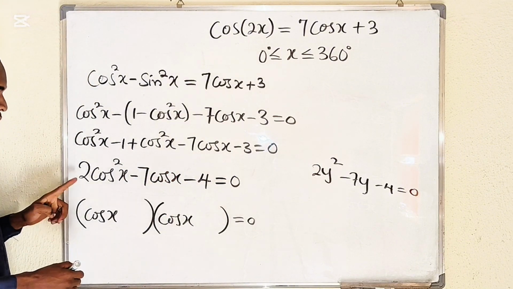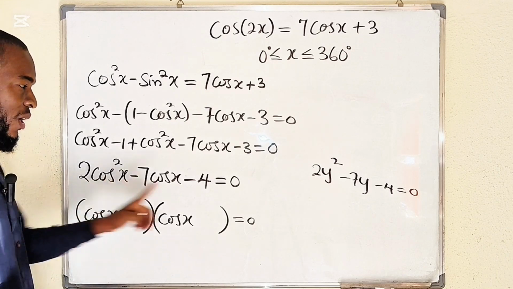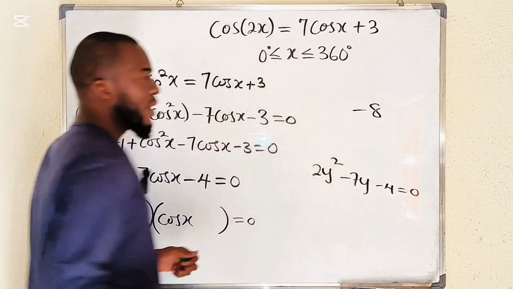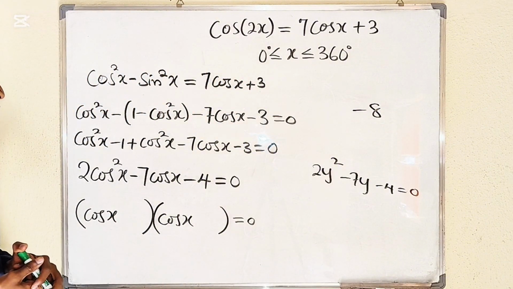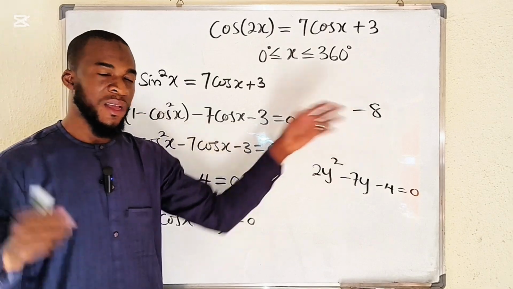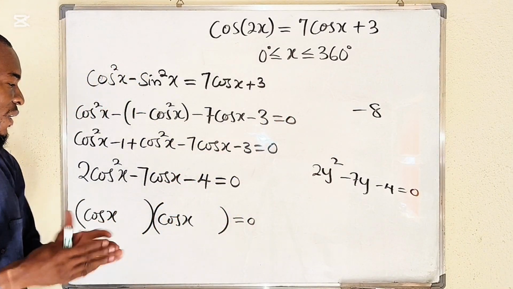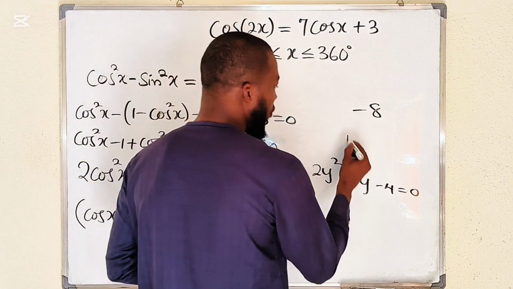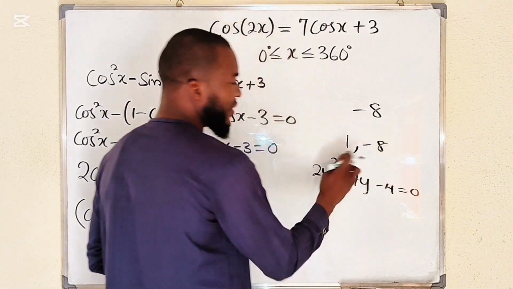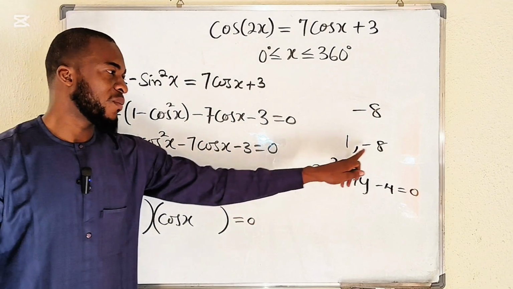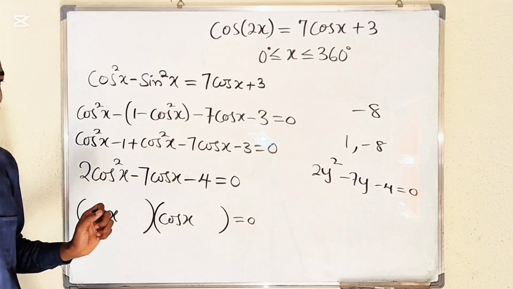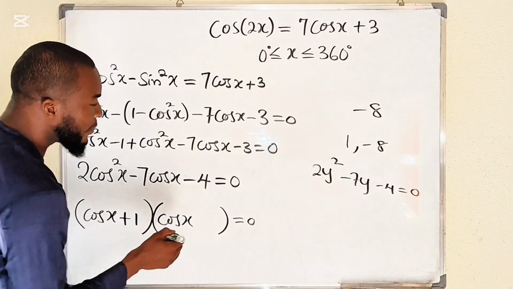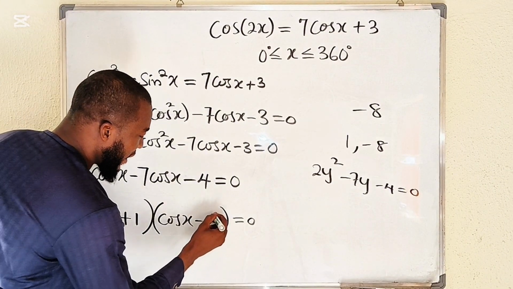All right. First of all, we have to take the leading coefficient and multiply by the constant term. 2 times negative 4 is negative 8. Then we think of two numbers which we can multiply together to get negative 8. And the moment we add those two numbers together, we get the coefficient of the middle term, which is negative 7. And the numbers are 1 and negative 8, because this times this will give us this, and this plus this will surely give us negative 7. So we just replace them here. We have plus 1, and we have minus 8.